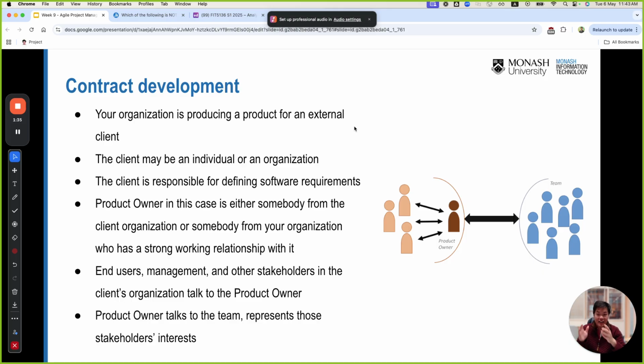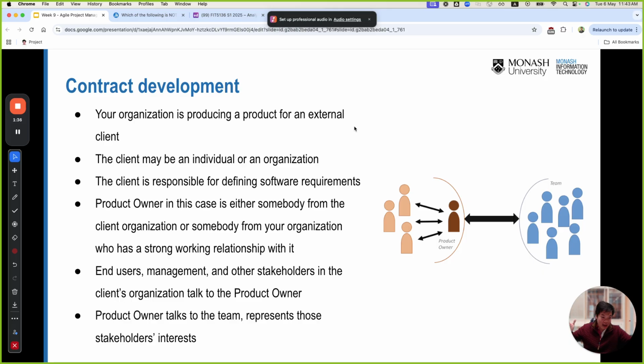I'm sorry, the client could be not yourself. The client should be the customer, the end users, and could be an individual or an organization like Coles, Woolworths. We are the software company. They are responsible for defining the software requirements, not us. We develop the software for them based on their requirements, not for us. Same as building a house.